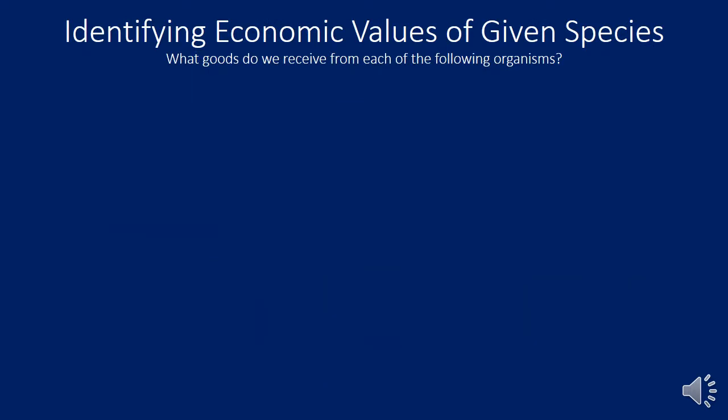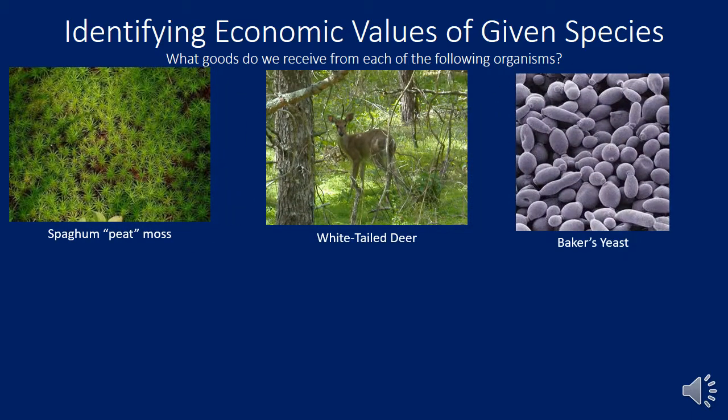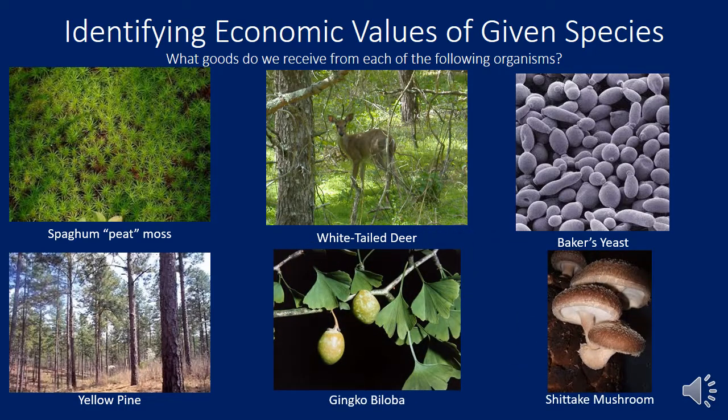So let's look at some different species and see what good we receive from them, right? What are the economic values of these species? Well, if we look at peat moss, you're like, that's moss. Who cares about sphagnum? It's just peat moss, right? Well, it is pretty cool in that it sequesters more carbon than any other genus of plants on Earth. So if we're talking about carbon credits, carbon taxation, peat moss sucks up more carbon out of the air than anything else on Earth. So that's A, pretty cool. And B, it makes peat.